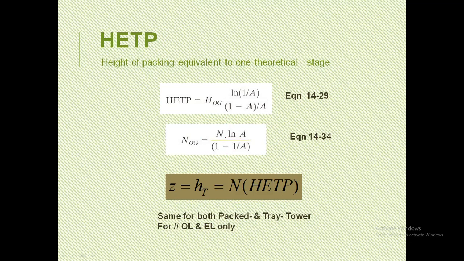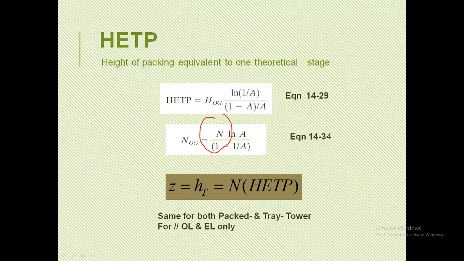Again, multiplied with the ln of A divided by the quantity 1 minus 1 over A. So your NOG here is based on the predetermined theoretical number of stages N. Okay? Your HETP is based on the HOG. The HOG may be given in the problem, or the HOG that you also predetermined based on the formulas that were given in the previous slide. But nonetheless, these two formulas are found in your handbook and the equations are indicated here.